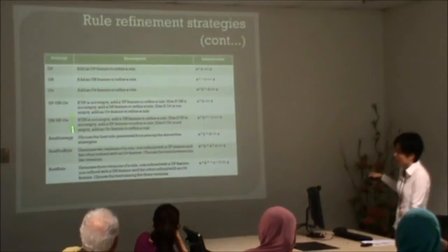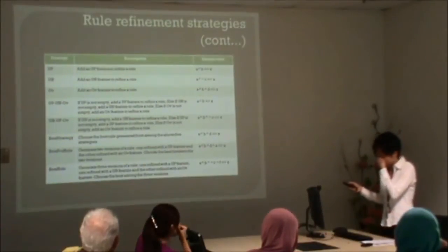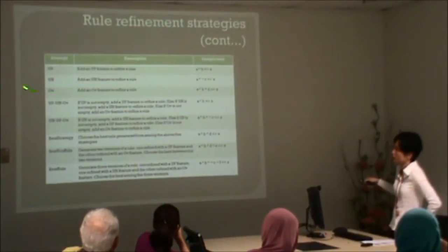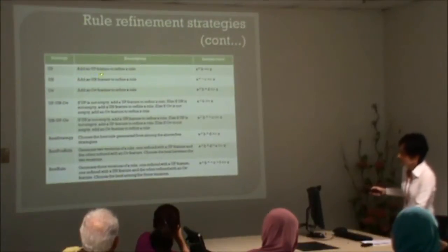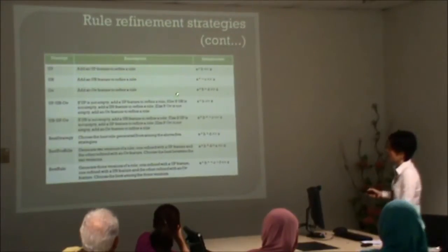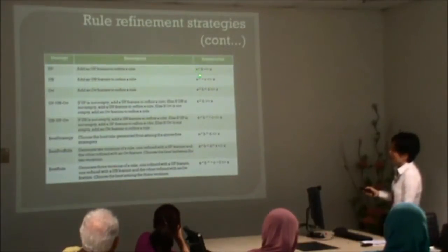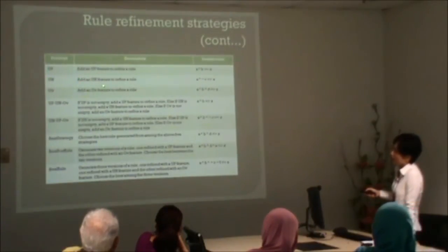And the name for the strategy is given based on the features subspace that is being used. So the UP strategy will add a UP feature to a refined rule. For example, this will be a sample rule: A and B implies X. The UN strategy will add a UN feature to a refined rule. So A and not C implies X.